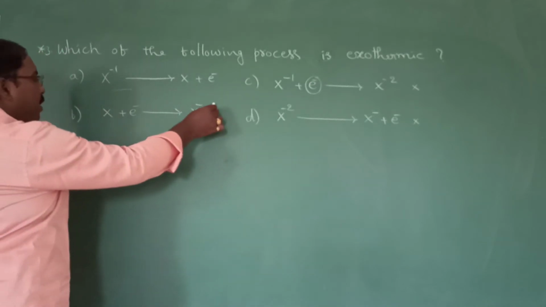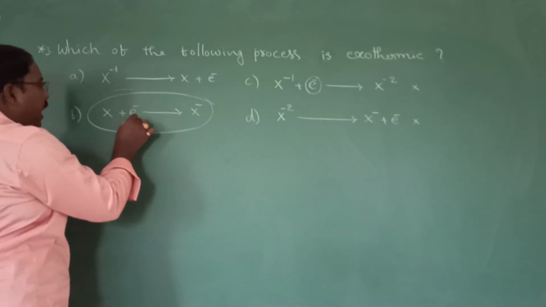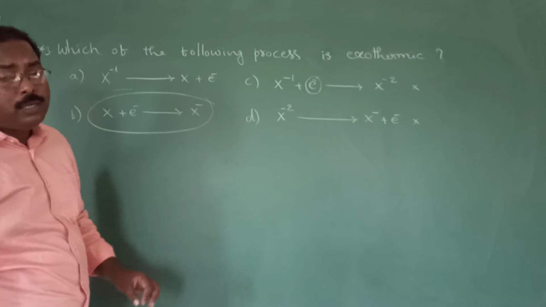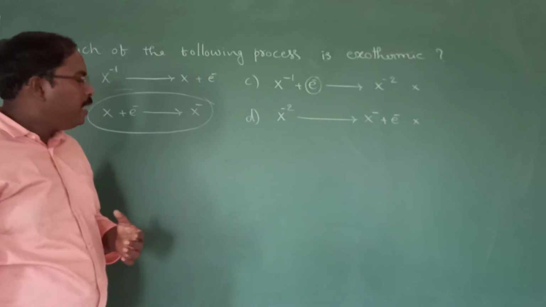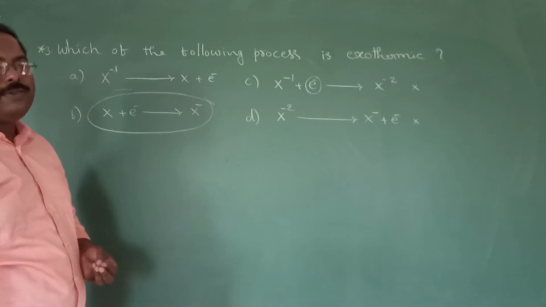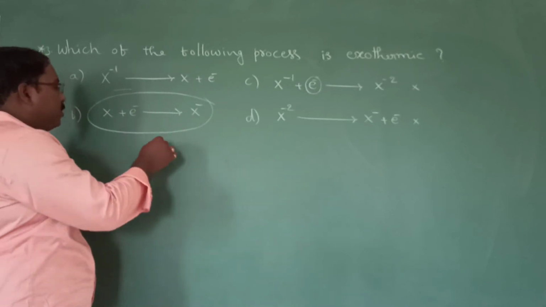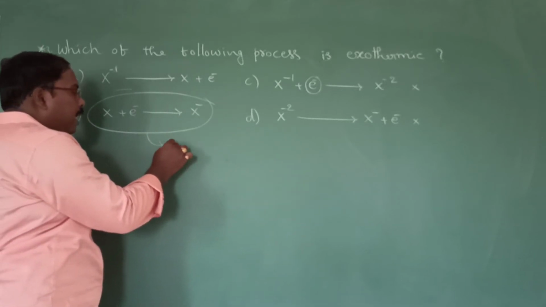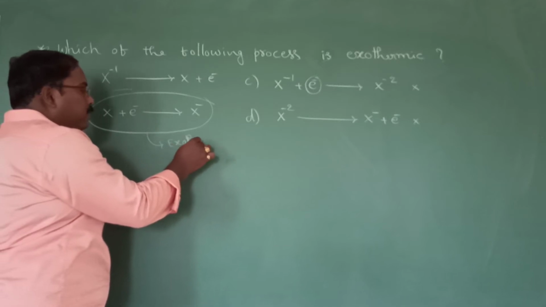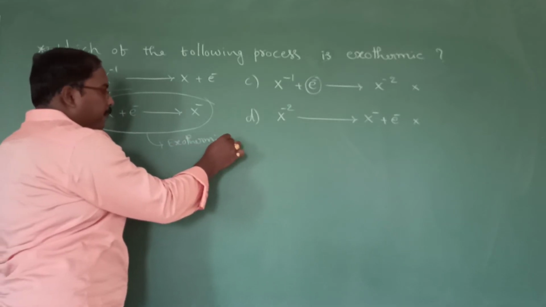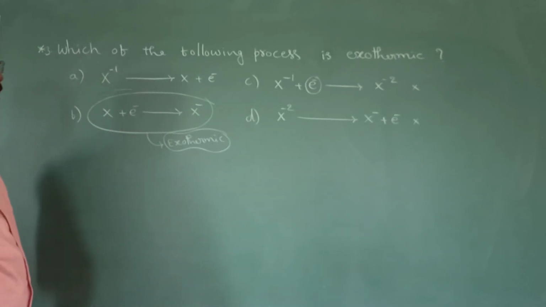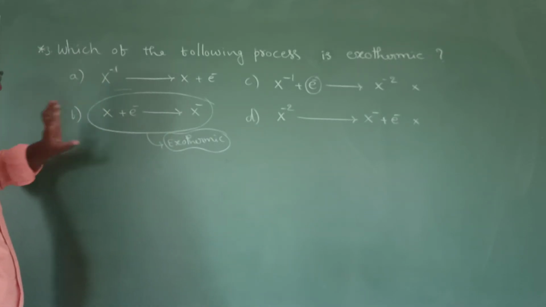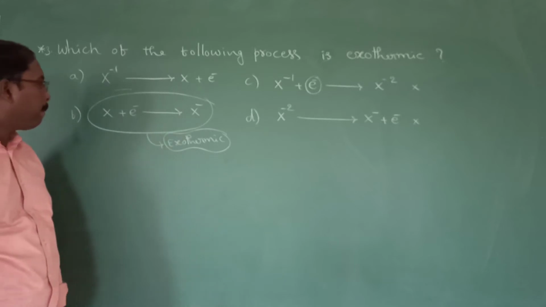But coming to this option, we are adding the electron to the neutral atom. So when an electron is added to the neutral atom, definitely some amount of energy will be released. So this process is an exothermic process. Okay? Understood? No doubts here.